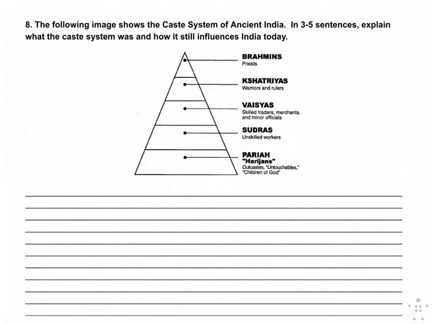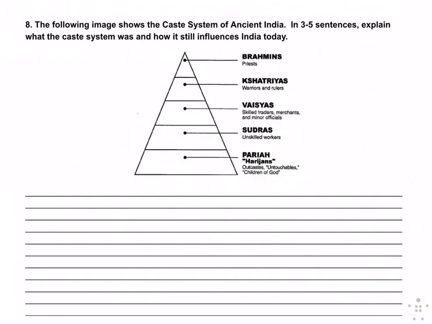Now, these tiers determine the way your life was ran. They determine the people you talk to. They determine who you marry, because you couldn't marry outside your caste system. They determine the rights and the freedoms that you have, depending on which tier you are. The higher you are, the more privileges you have. The lower you are, the less privileges or freedoms that you have.